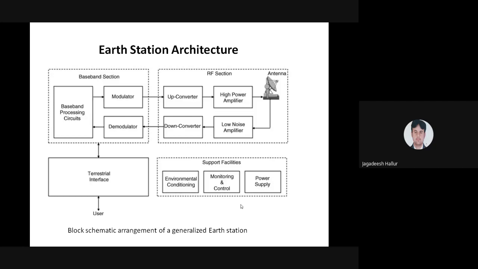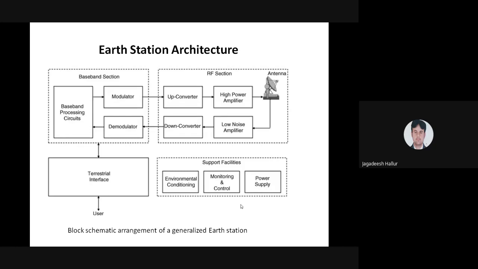These two sections are supported by a third block, the supporting facilities. One is environmental condition, second is monitoring and control, and third is power supply. All these supporting facilities are 100% required for this process. The environmental condition is very important because we don't know the weather. At any time the weather can change, so the signal will get interference and we will not receive the signal for sufficient time. So environmental condition supports the baseband section and the RF section.